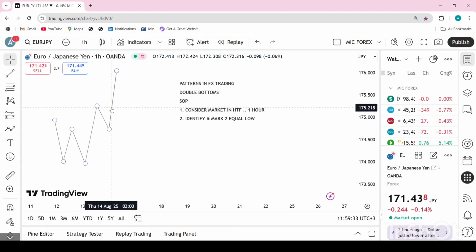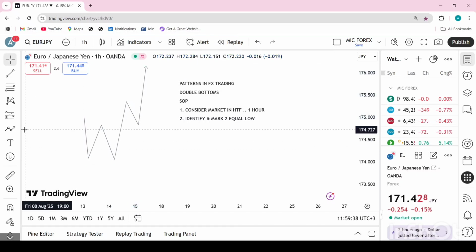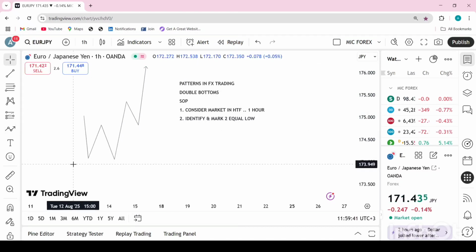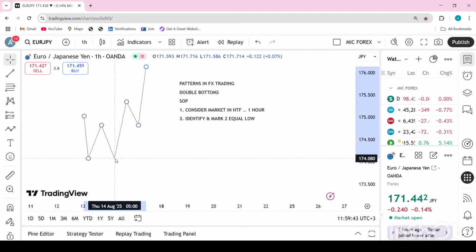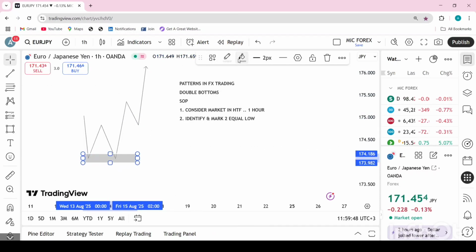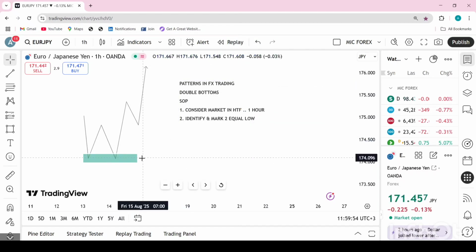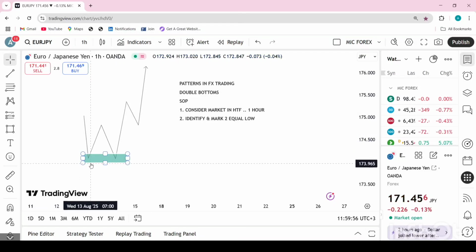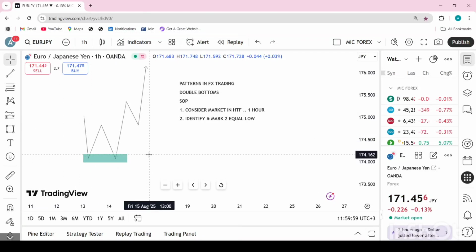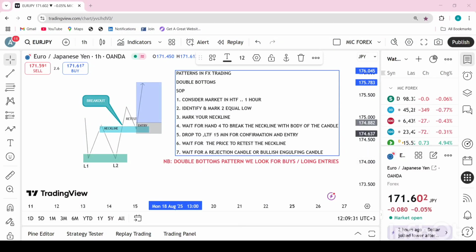So let me do the illustration as we write the note, so that you don't get lost. In this case here now, this is going to be my low 1, this is low 2. So we are going to be identifying these two equal lows, like that. Let me change this color. Yes, something like this. So we have our two equal lows here. Okay, so we have said that we are going to be having low 1 here, then low 2.